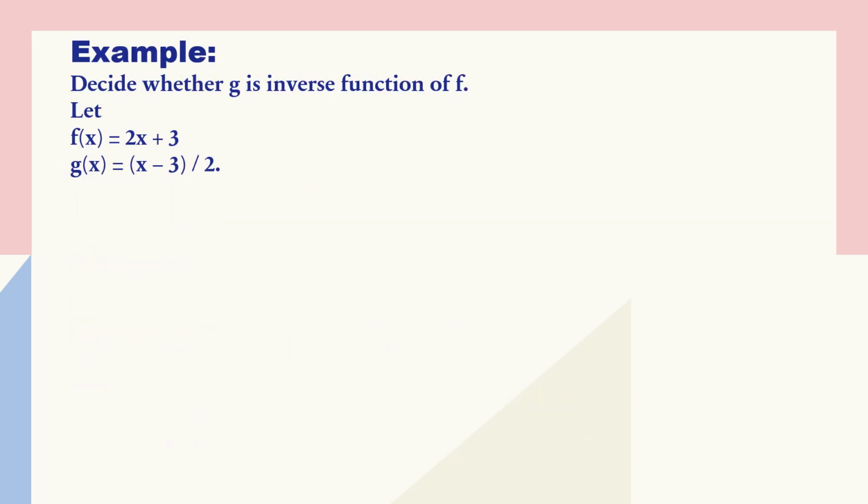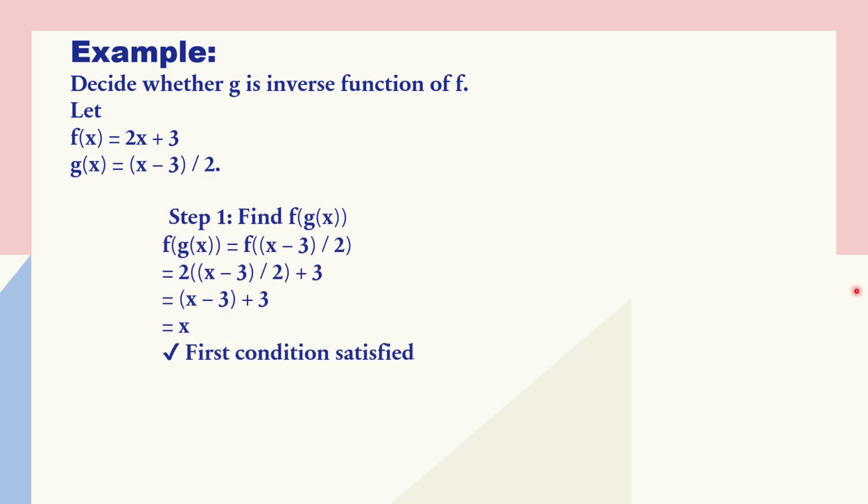Example: decide whether g is inverse function of f. So here we have function f as f of x is equals to 2x plus 3 and function g as g of x is equals to, inside the bracket, x minus 3 bracket closed upon 2. Now to decide this, first we have to find f of g of x. So to find f of g of x, this composite function, what we will do, in the function f of x, we'll substitute x as g of x.